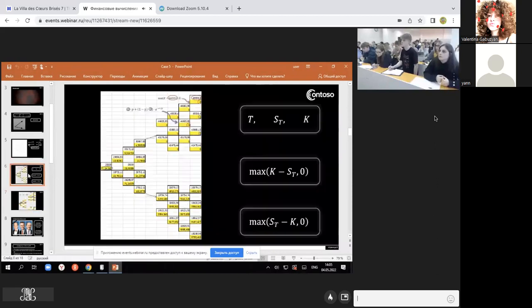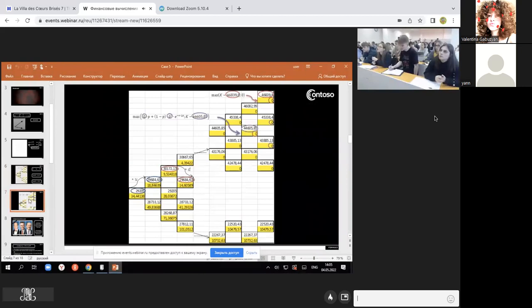So this is the tree for European type of option. And this is the tree for American type of option. You need to construct both of them because as a result, we will adjust the estimated option price that we will get here, and we will adjust it with the help of the next model.